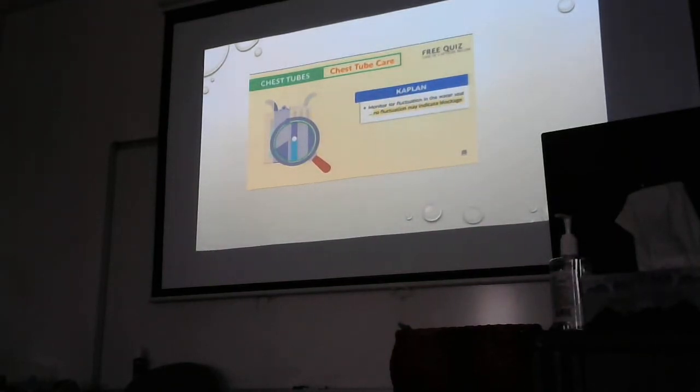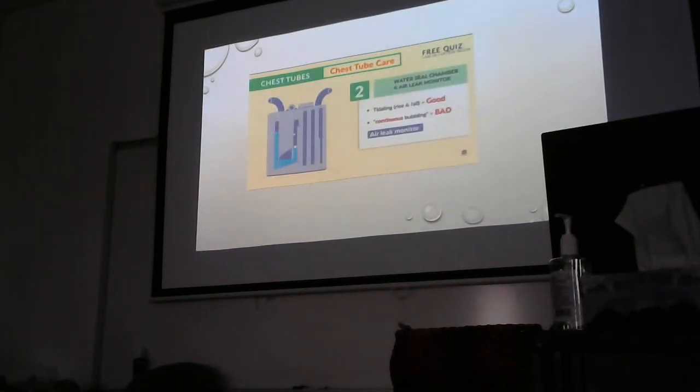So Kaplan mentions, monitor for fluctuation in the water seal. No fluctuation may indicate a blockage. So write down these key words. They use fluctuation instead of tidaling. Basically the same thing. So no fluctuation may indicate that blockage.